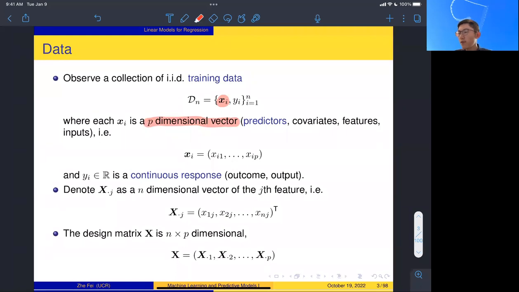And for yi, we consider yi to be the continuous case, coming from the real line, taking real values. It is a continuous response. We also have different names for yi: you can call it the response, outcome, or output, but they all mean the same thing.